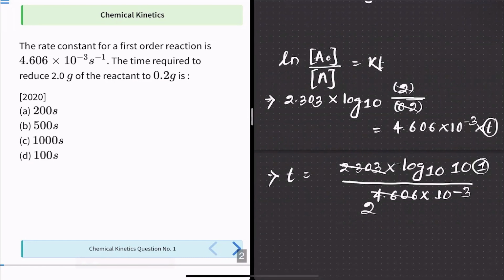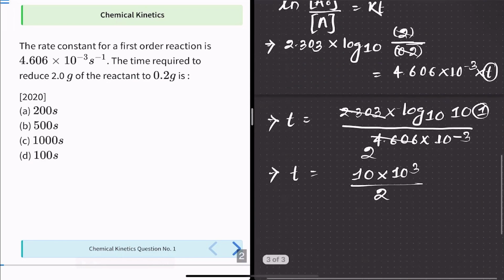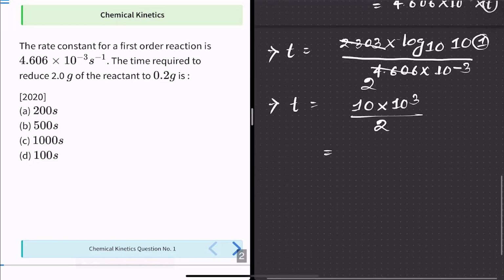Okay. So the time would be 1 into 10 to the power 3 divided by 2. Sorry, here it is 1, it is not 10. So 10 to the power 3 divided by 2, 1000 by 2, that is 500 seconds. So the time required to convert 2 gram of the reactant to 0.2 gram would be 500 seconds.